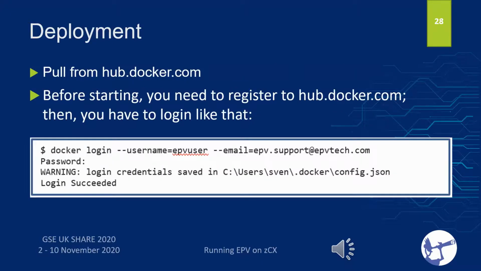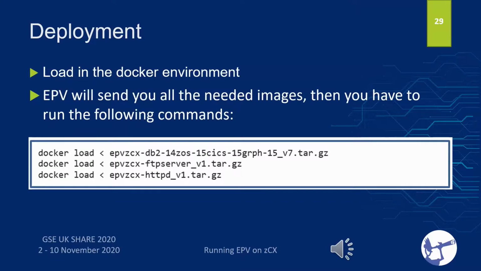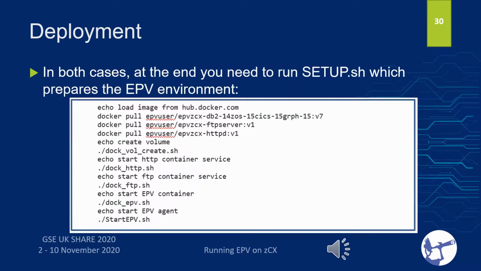If you choose the hub.docker.com way, simply register and log in to the website. If you want to avoid connecting to the Docker online repository, you can run these docker load commands to copy the needed EPV components in your Docker environment. The last thing you need to do in both cases is to prepare the environment by running our setup.sh.